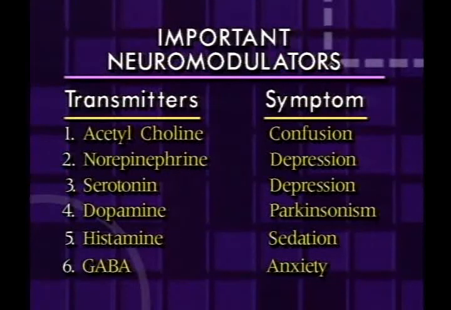What are some important neuromodulators? Well, acetylcholine, which is made by nerve cells in the base of the brain, is important for cognition. When it becomes deficient, you develop confusion. Norepinephrine is important with depression, as is serotonin. Dopamine is important for movement and is the chemical that is deficient in Parkinsonism. Histamine is important for sedation, which is why antihistamines cause people to become drowsy. And GABA is important for anxiety.